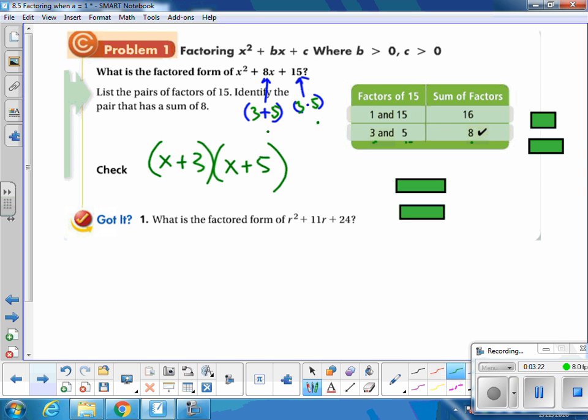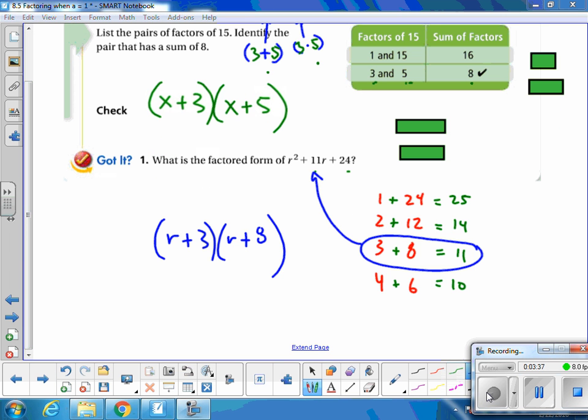I want you to try it out. What is the factored form, or the undistributed form, of r squared plus 11r plus 24? Again, you're looking for what two factors when multiplied together get you 24, and those same two factors when added together give you 11. When I look at the different factors of 24, I look through each one and consider all the sums of them, and I can see that 3 times 8 gets me my 24, and 3 plus 8 gets me my 11. So when I factor out this trinomial, I know that 3 and 8 are my two terms. So I can do r plus 3 times r plus 8.